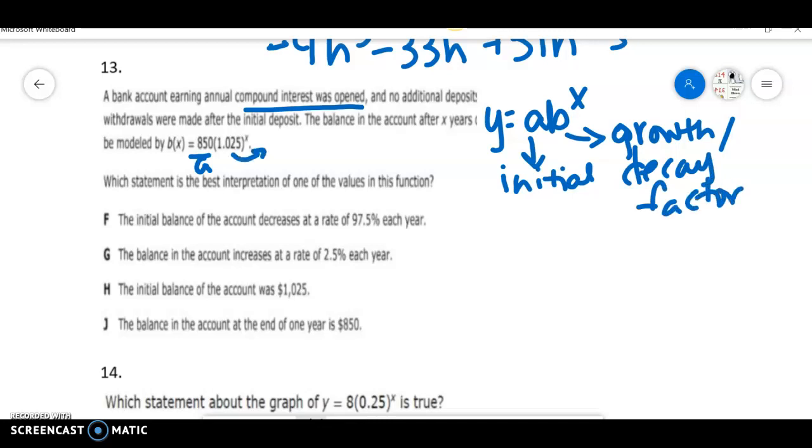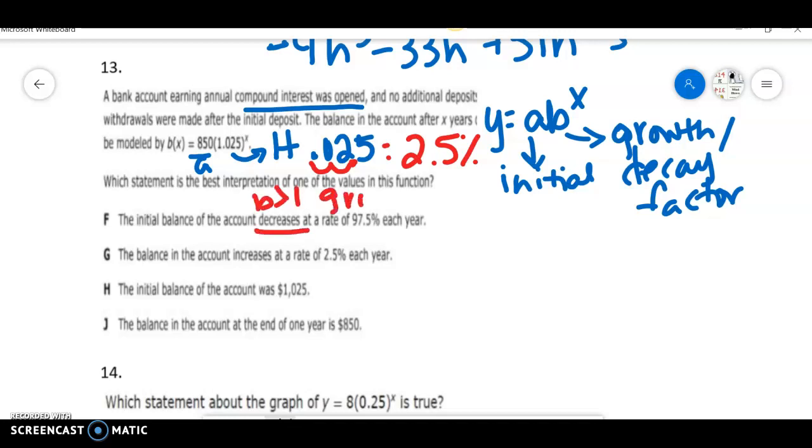So remember, we could break this up into 1 plus 0.025, and as a decimal, we need to change it then to a percent. So this is 2.5%. So which one of these is the best interpretation? The initial balance decreases? No. B is greater than 1. That's a growth. So it can't be that one.